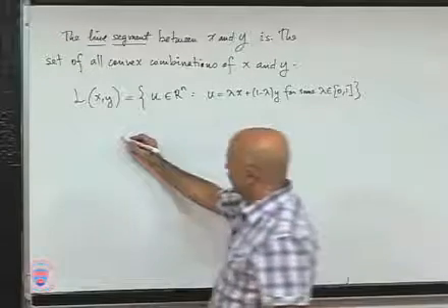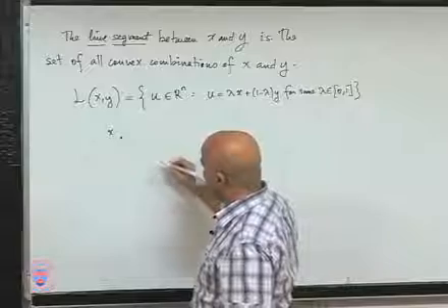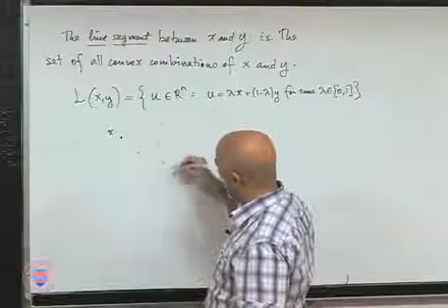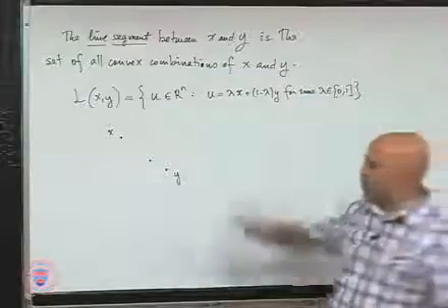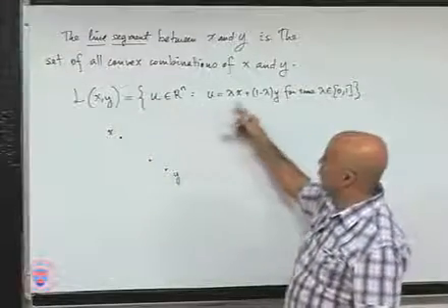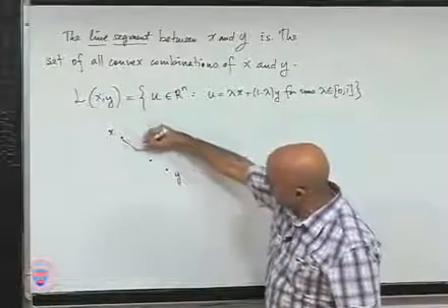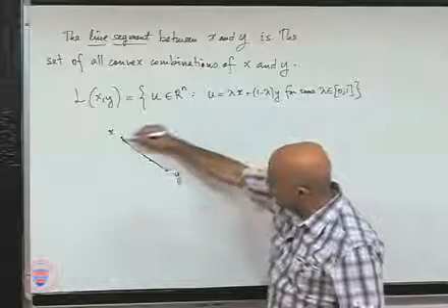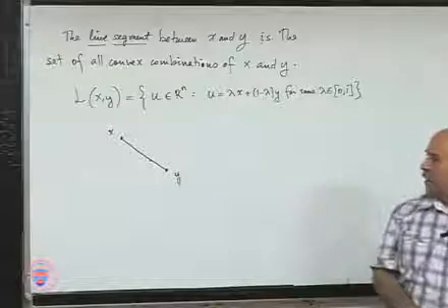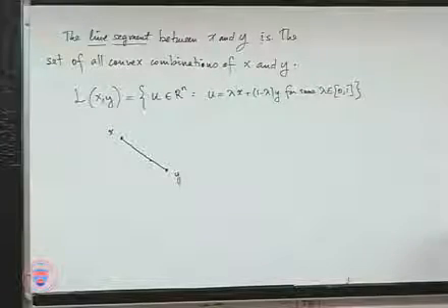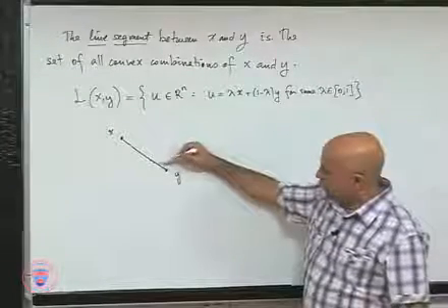Which means that if x is here, y is here, a particular choice will give me a point, something like this. Whereas if you consider all such points, of course you start generating all such points along the line segment connecting x and y. So, all points here.